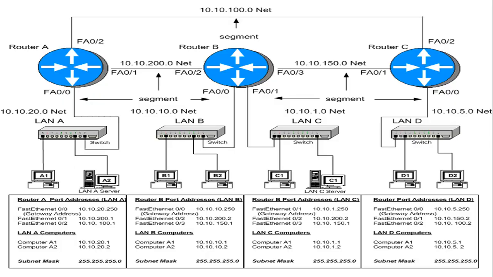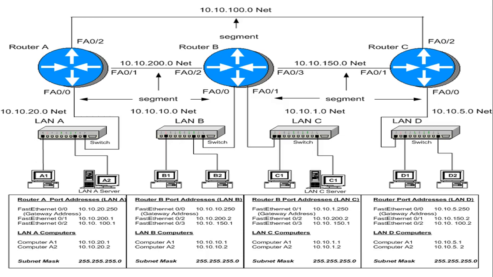In this diagram, router A connects directly to the local area network A switch via Fast Ethernet port FA0/0. Router A also connects directly to router B via the Fast Ethernet port FA0/1 and connects to router C via Fast Ethernet port FA0/2. Router B connects directly to the local area network B switch via Fast Ethernet port FA0/0. Router B also connects to the local area network C switch via Fast Ethernet port FA0/1.